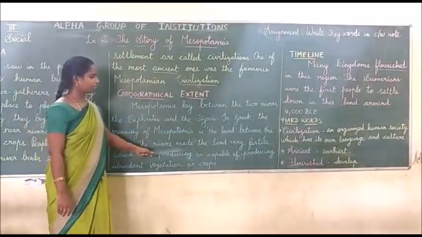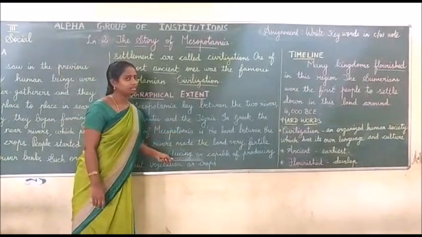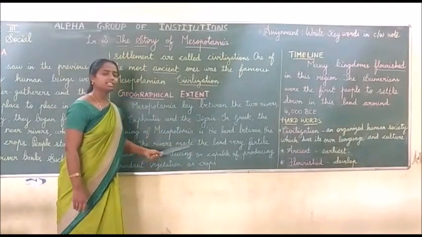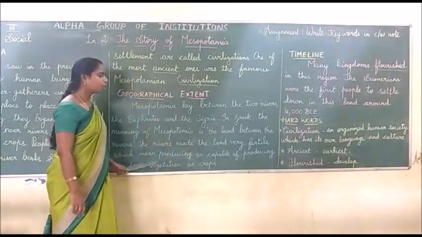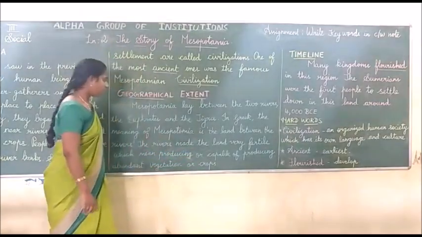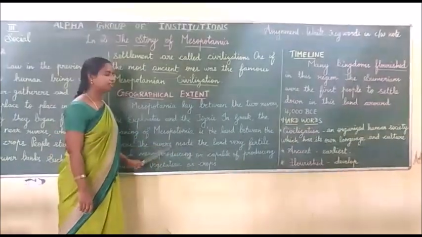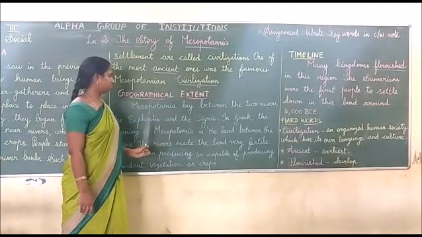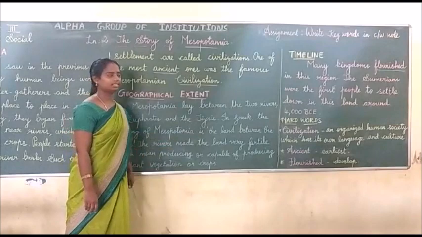The rivers made the land very fertile. They are situated near the rivers, no? So the rivers made the land fertile. Fertile here means producing or capable of producing abundant vegetation or crops. So they are situated near the two rivers, and the names of the two rivers are the Euphrates and the Tigris.